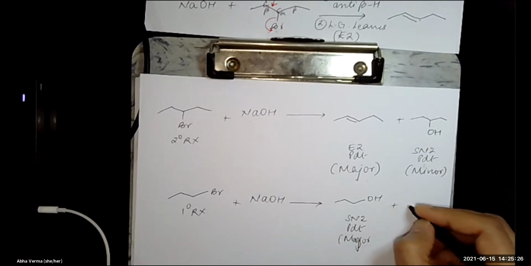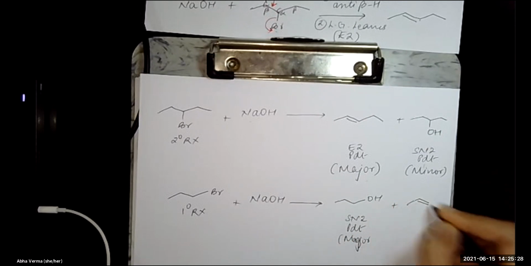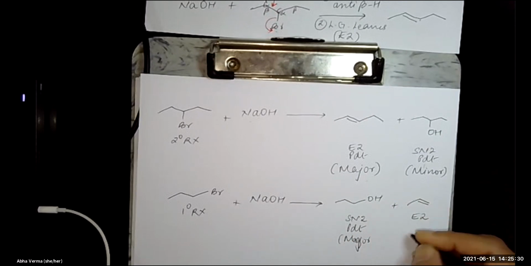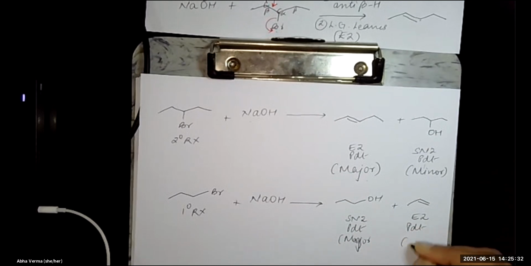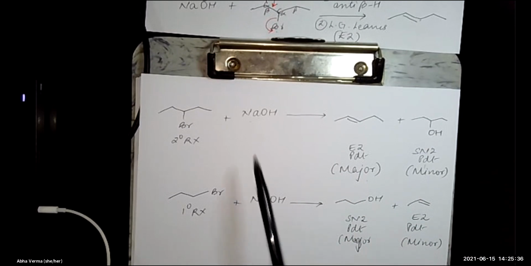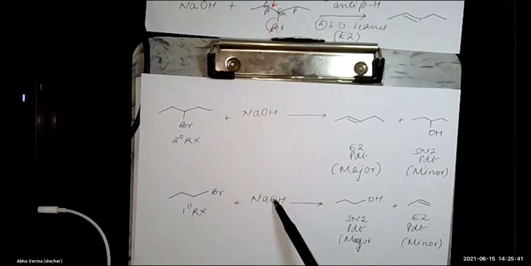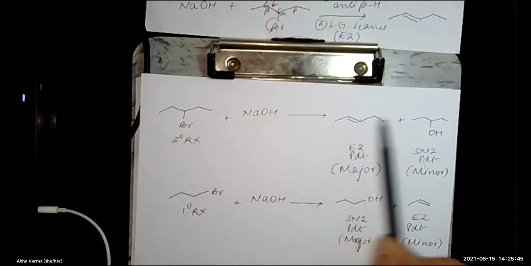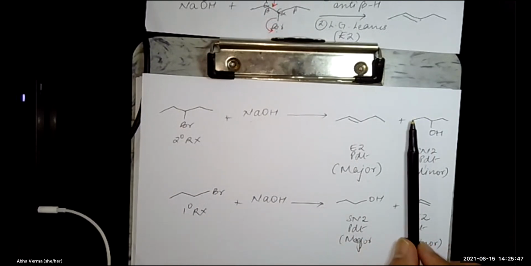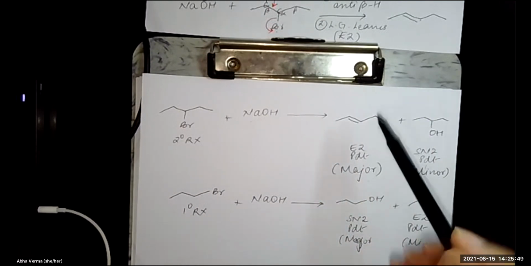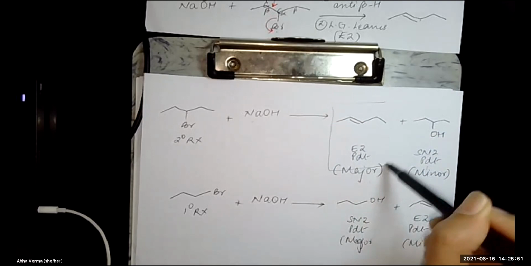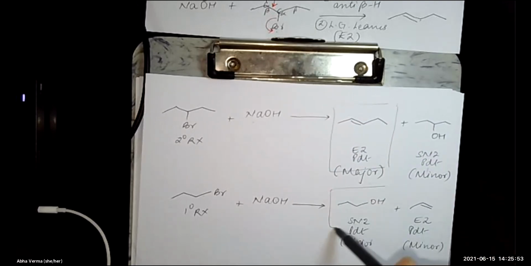And my E2 will still happen. But now this will be my minor product. So depending on what electron donor you are using, depending on what substrate you're using, mechanisms are going to compete. You just have to know your major products.